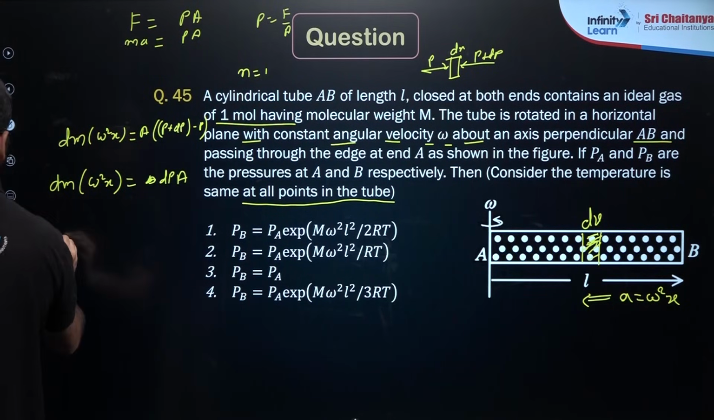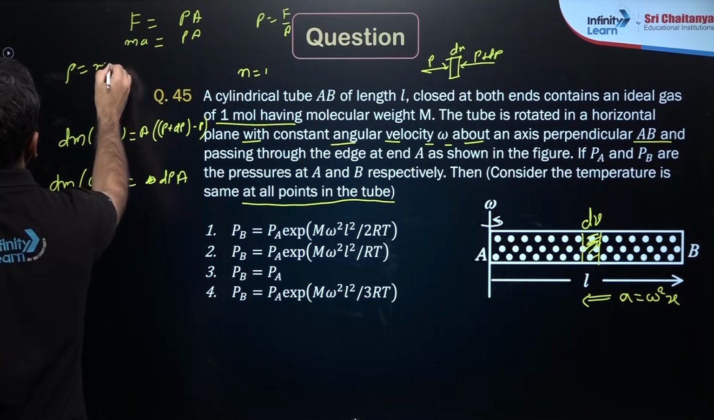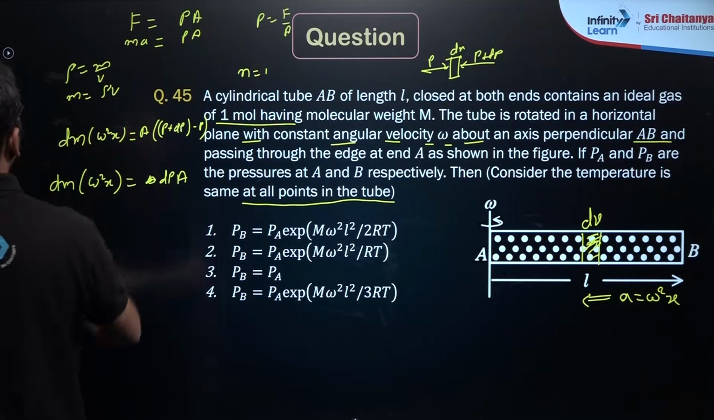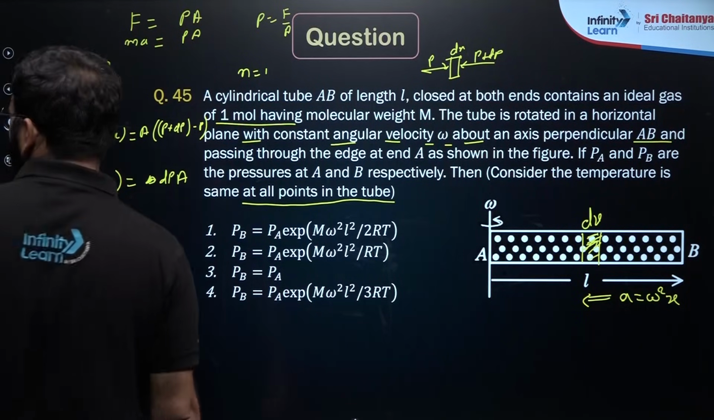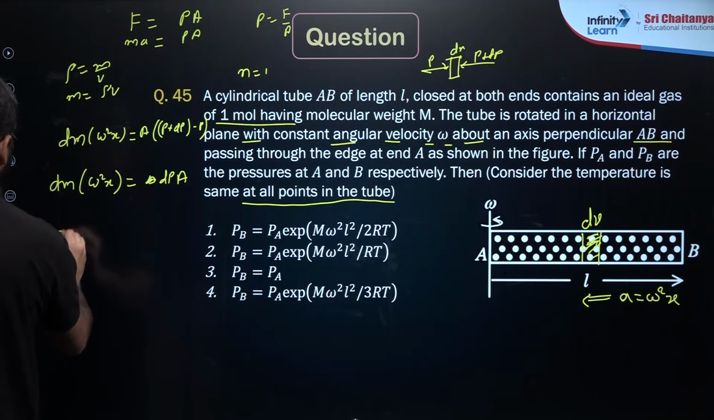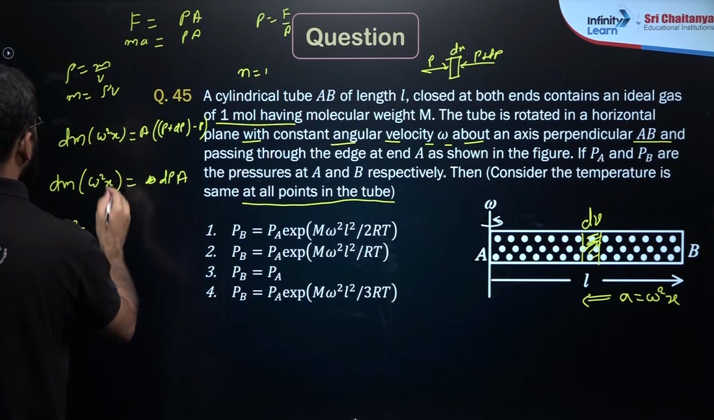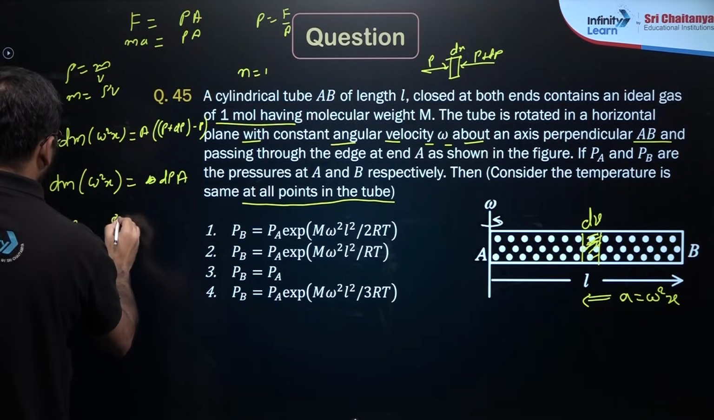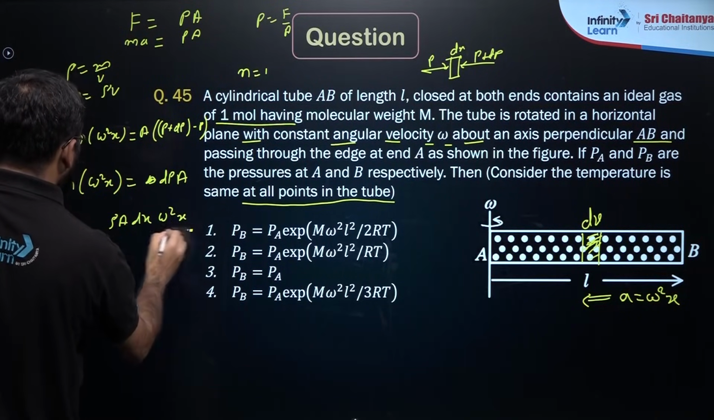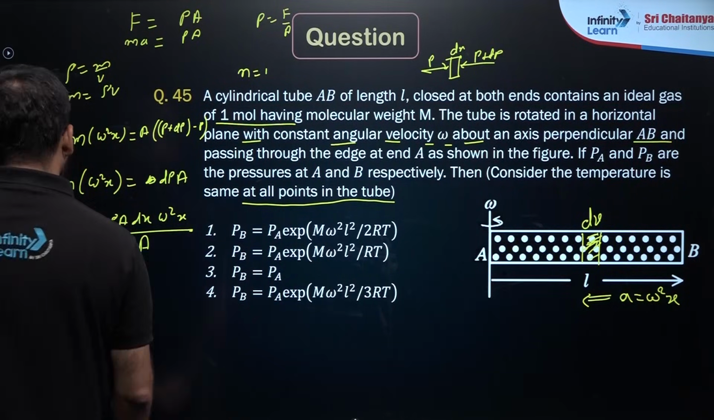So delta P equals, and delta M, you can also put rho equals M upon V, so M equals rho into V, and volume is area into height. So delta P equals: rho is constant, area is constant, x is changeable, so rho A dx into omega square x divided by A, okay beta. This is my pressure.